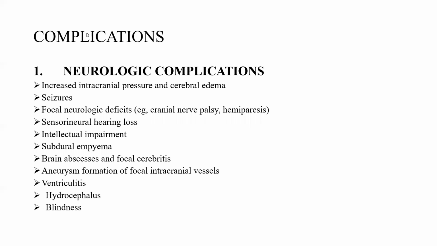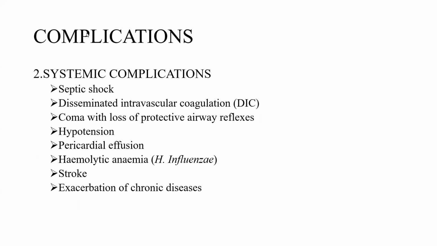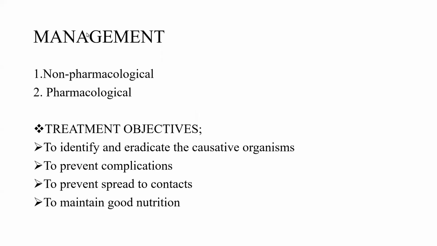So complications of meningitis can be grouped into neurologic and systemic complications. For the neurologic complications, increase in intracranial pressure and cerebral edema, seizures, sensorineural hearing loss, subdural empyemas, brain abscess and focal cerebritis, hydrocephalus, and ventriculitis are some neurologic complications. And for systemic complications, septic shock, disseminated intravascular coagulation, hypotension, hemolytic anemia, and stroke are other systemic complications.